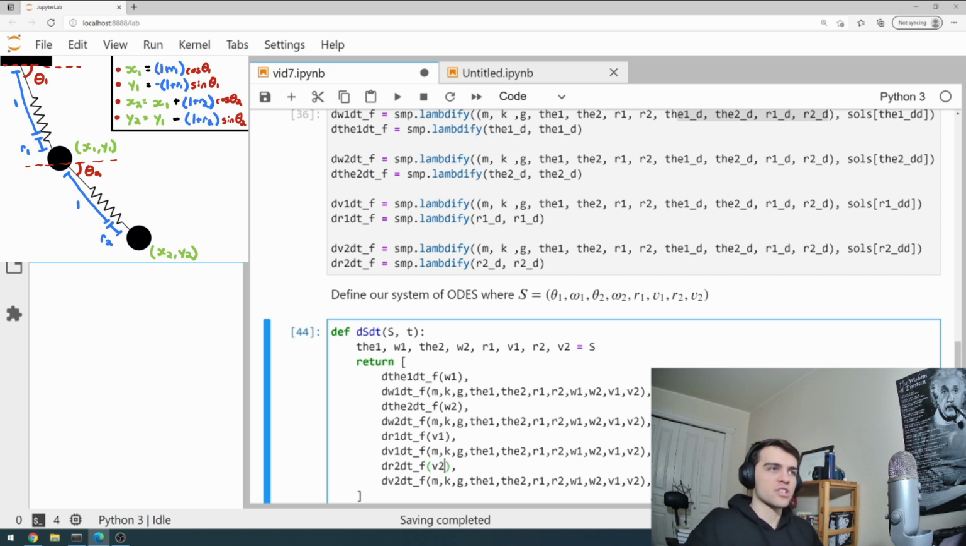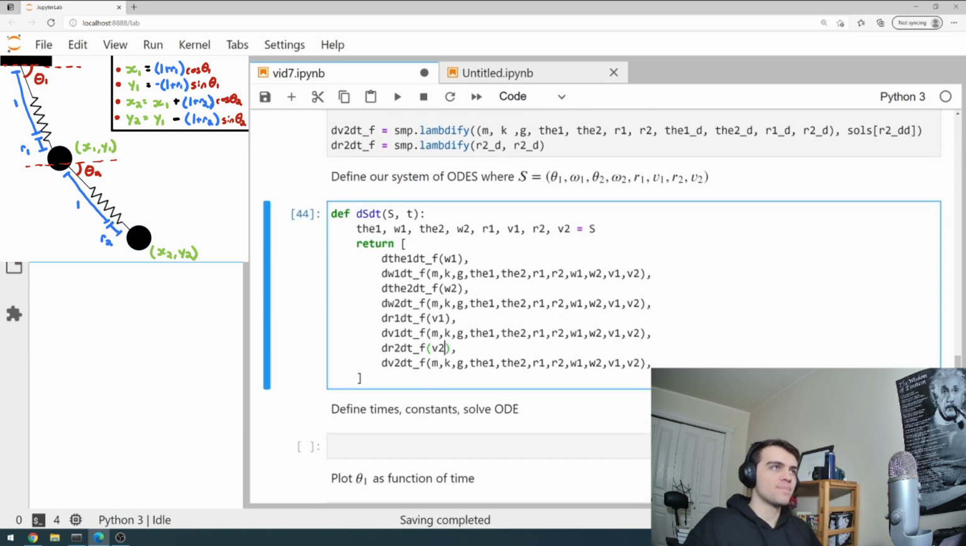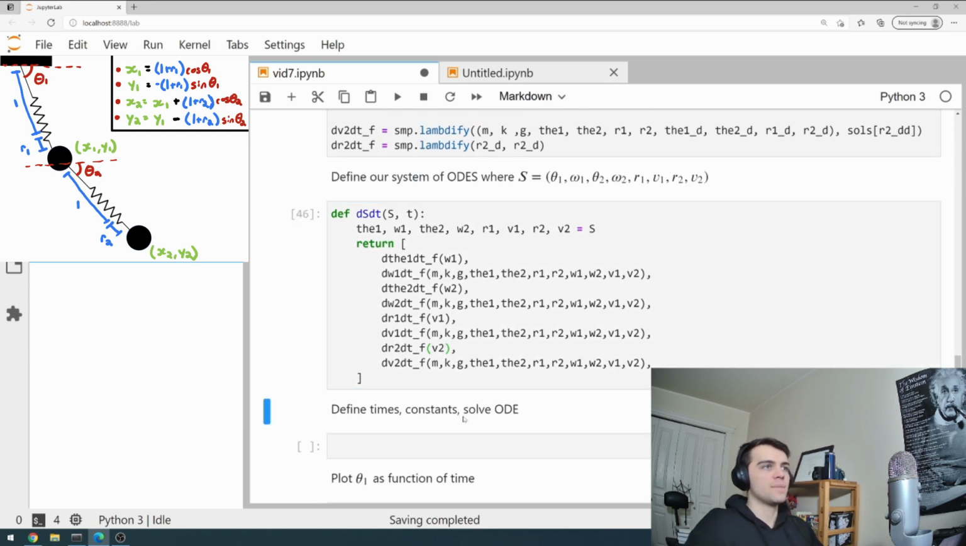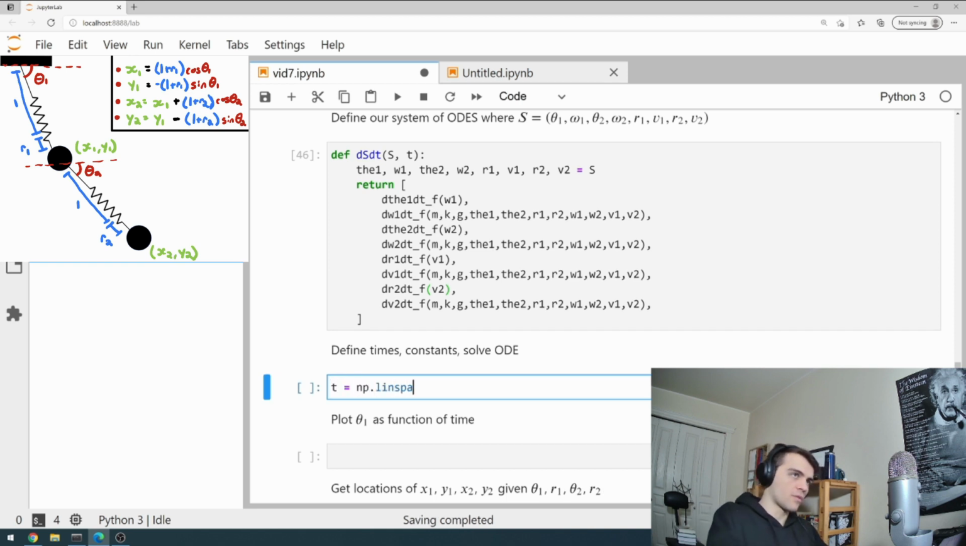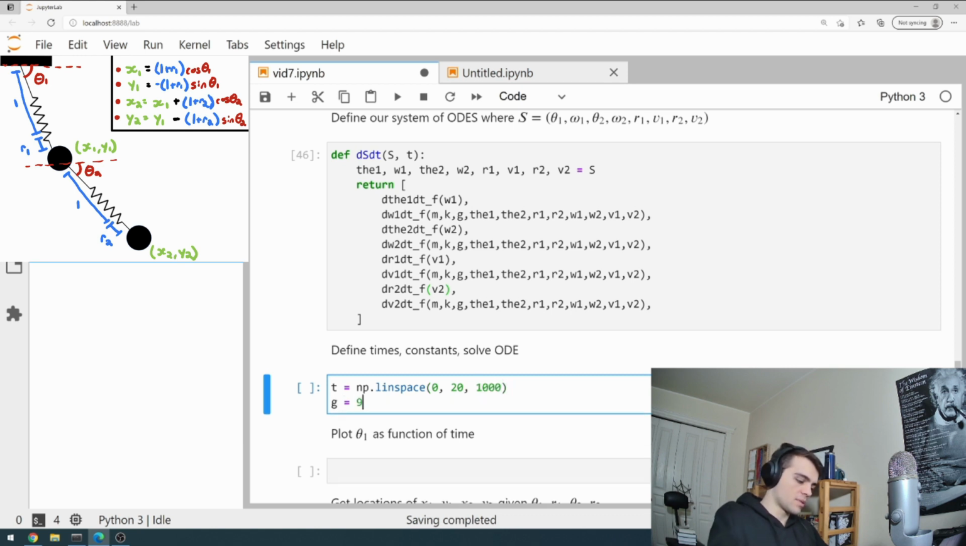Okay, so now I have our system of ODEs for all 8 of them, so I can run this cell. And we're going to define our constants and times, and we're going to solve our ODE. So t, we're going to solve for 1,000 times between 0 and 20 seconds. I'm going to set g is equal to 9.81.